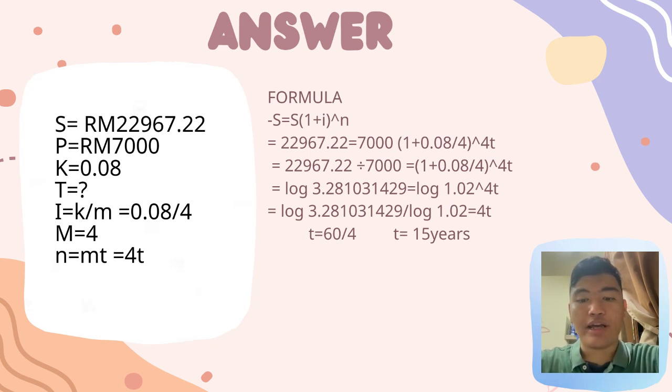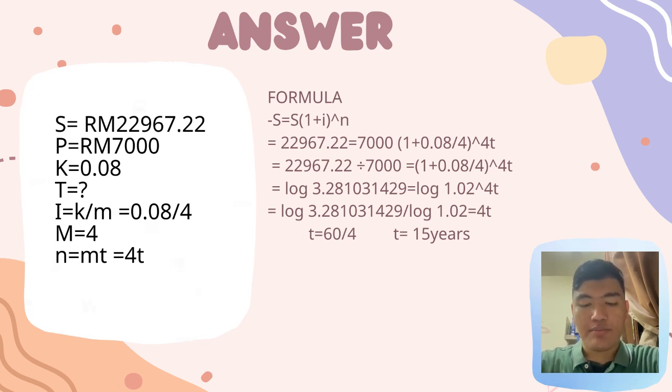22,967.22 divided by 7,000 equals 3.281031429 equals (1 plus 0.08 over 4) with the power of 4 times t. After that, we use another method, which is logarithm. So we use log 3.281031429 equals log 1.02 with the power of 4 times t. Now after you do that, we convert it again for the second time until it becomes a fraction, like this.